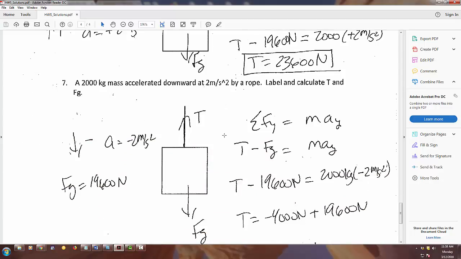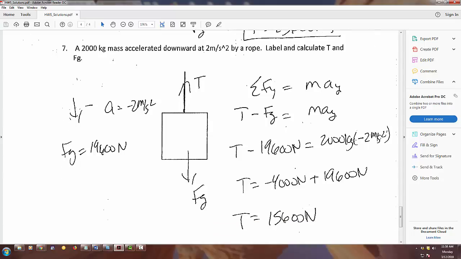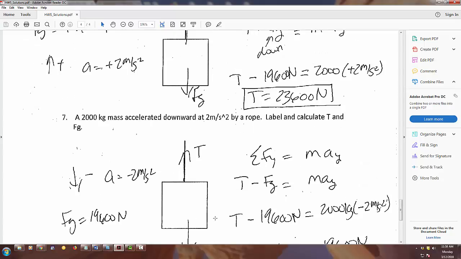But if it were accelerating downward, you still use the same net force equation. But instead of plugging in positive 2, you're going to plug in a negative 2. Which means that when you do the solving, you're really going to be subtracting off 4,000 from the weight, which is 15,600 newtons. That makes sense. If the tension is less than the weight, then it would accelerate downwards.